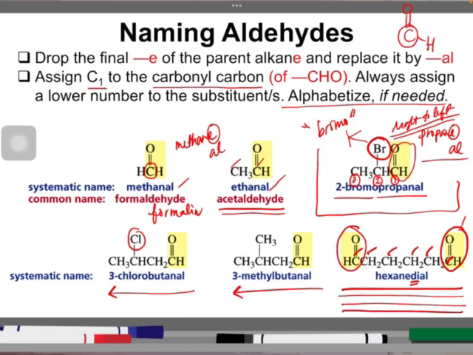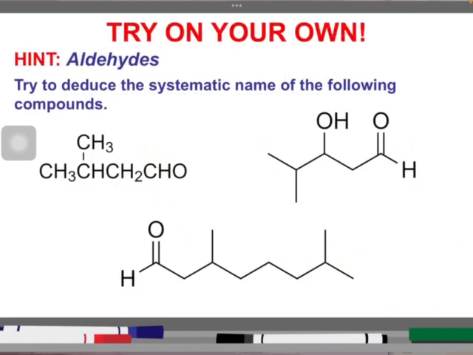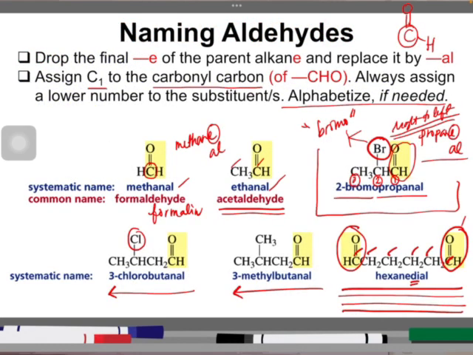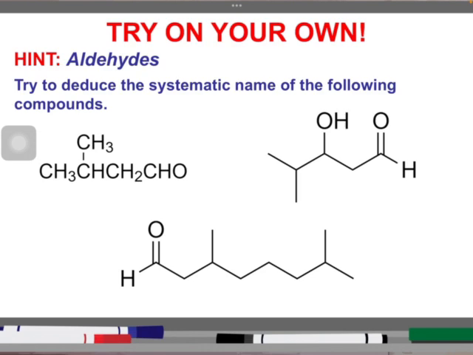Okay? Since you now know the rules on naming your aldehydes, it's your turn to deduce the systematic name of the following compounds. One structure here is a condensed structure, and the remaining two are skeletal structures. Again, you should be proficient in naming your structures whether condensed or skeletal. Please try to pause the video or refer to the handouts I gave you.